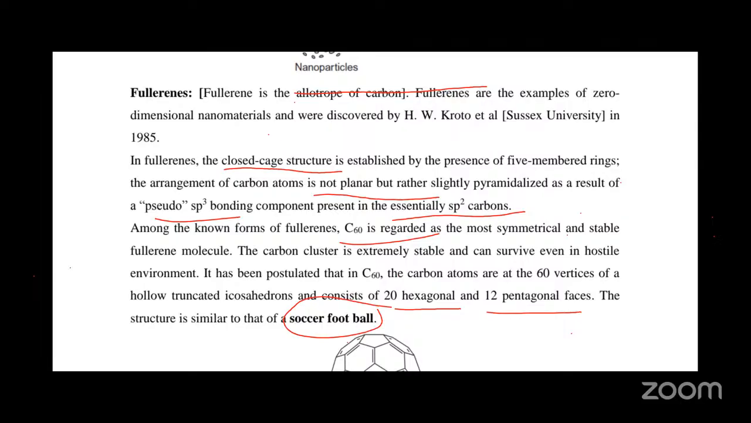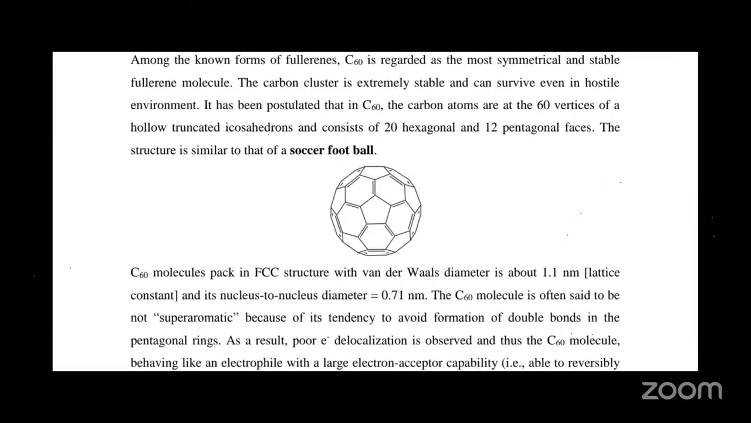Right now the FIFA soccer matches are going on. Football, you all know, has a structure like this C60. So this is like the soccer ball. Here, just observe, this is the 5-membered ring.